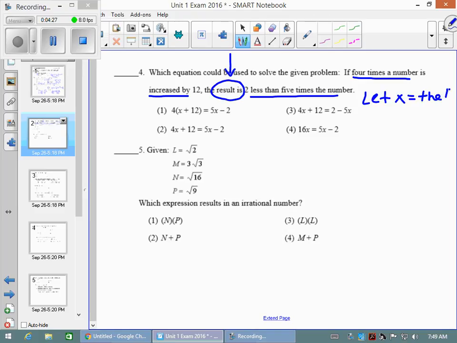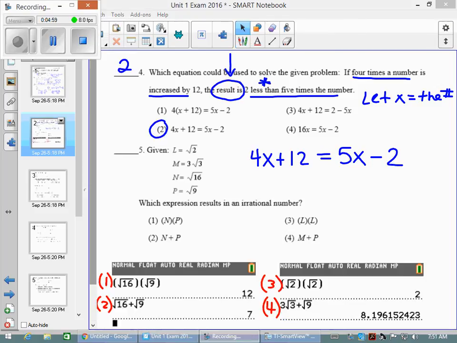And if 4 times that number is increased by 12, remember, "is increased by" would be addition, the result is... Okay, so now I have an equal sign. And that result is 2 less than 5 times the number. And remember, this "less than" is that reversal. So even though 2 is coming before the words "less than," it's going to come after it when I write it. So 5 times the number would be 5x, and then 2 is less than that. And this came out to be choice 2.